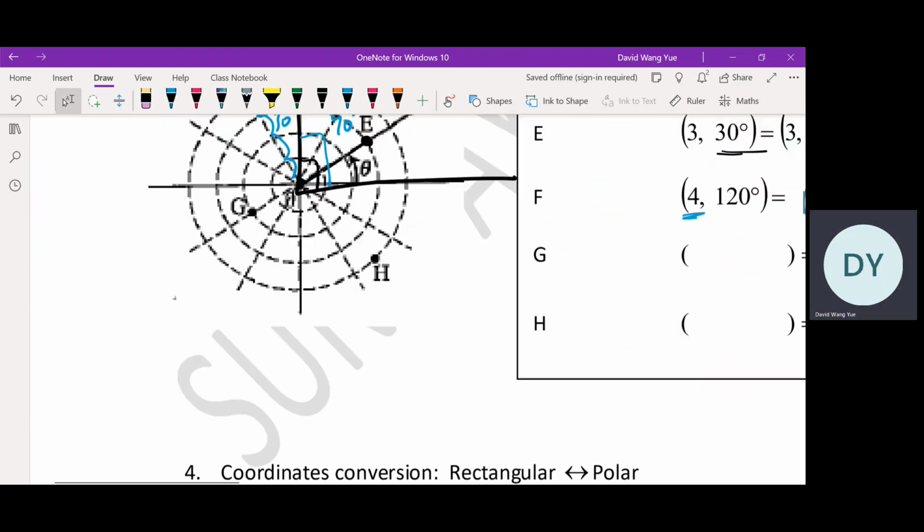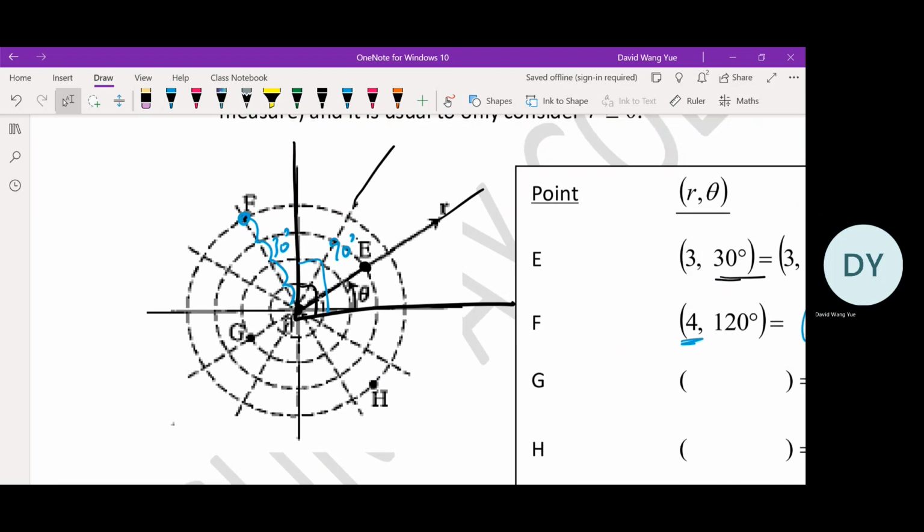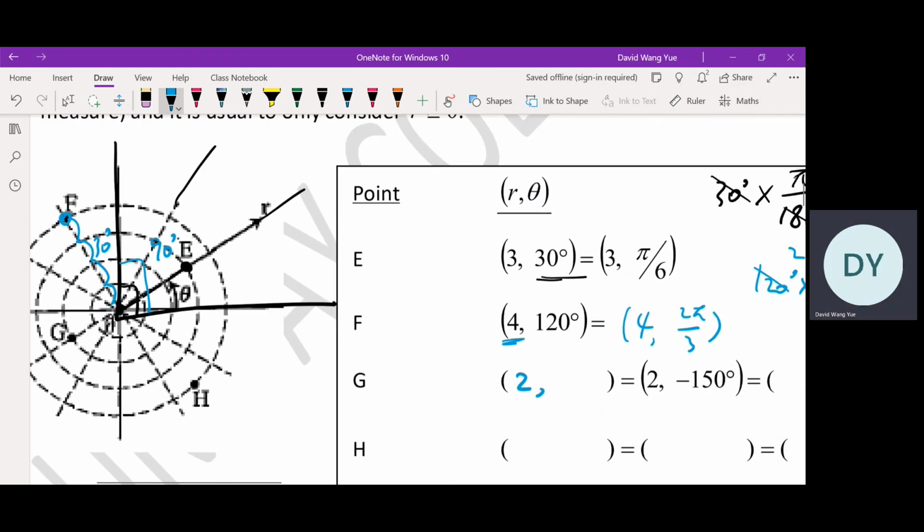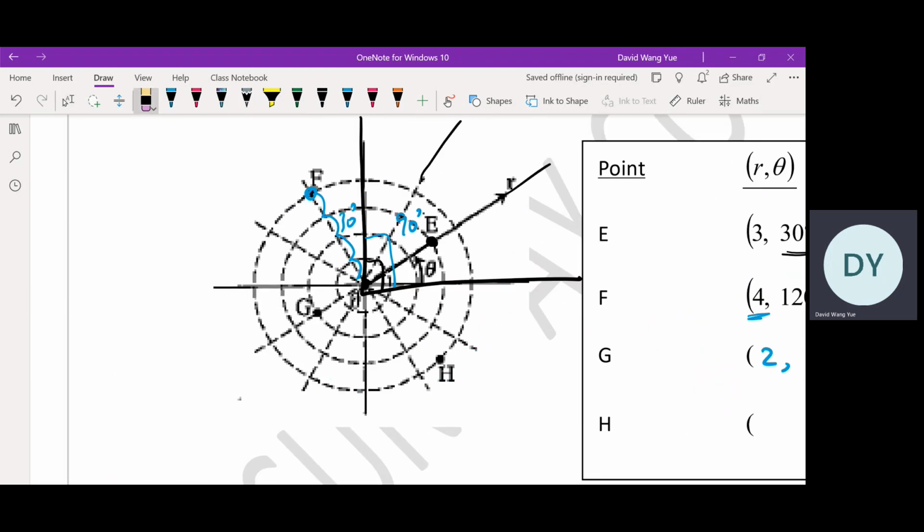Okay, next one, for point G. For point G, the radius is 2. When you come to the angle, if I go this side, it is minus 150 degrees, because this part is 90 degrees, this is 30 degrees, this is 30 degrees. So 90 plus 30 plus 30, clockwise, so it's negative. So it's negative 150 degrees.